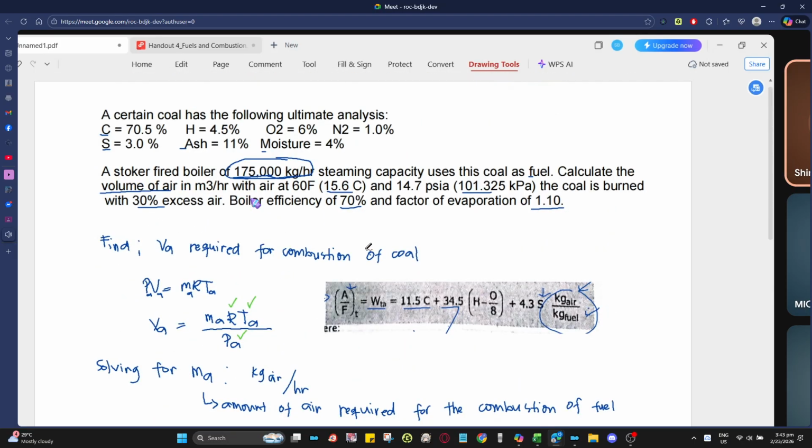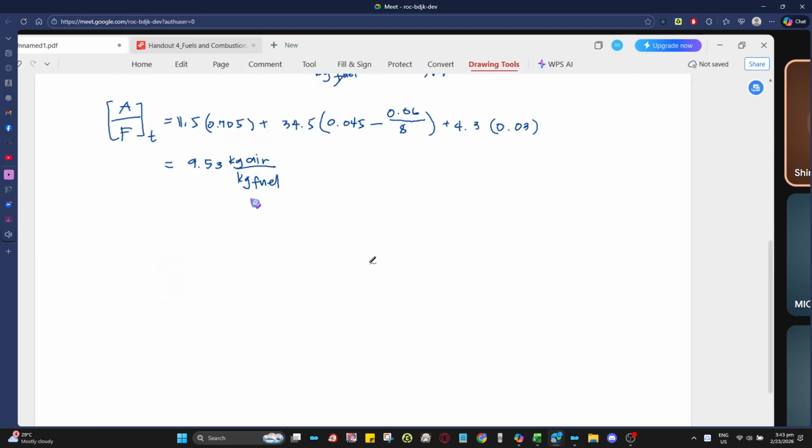Okay, so naa may given, no? Kaning ubang given, mao man gani ato ang mga clue. So you have boiler efficiency and factor of evaporation. So if you can recall, we have the formula for factor of evaporation, if you can recall, that is HS minus HF.